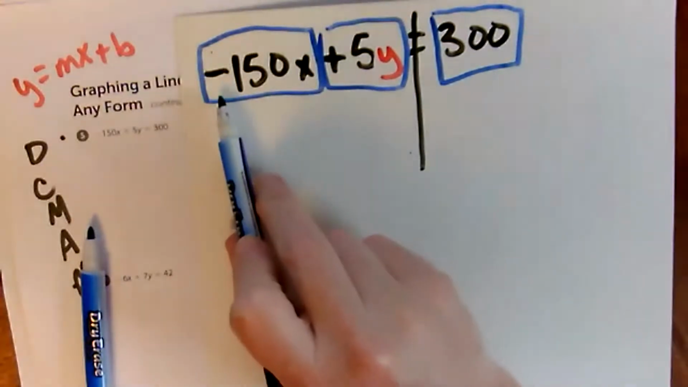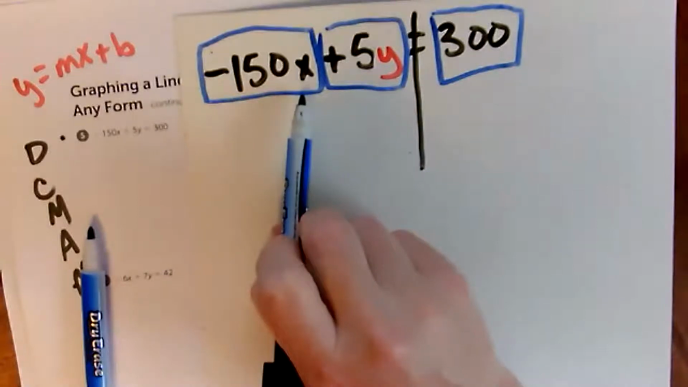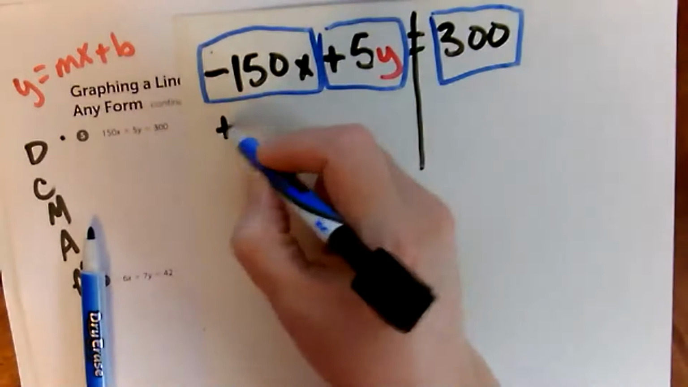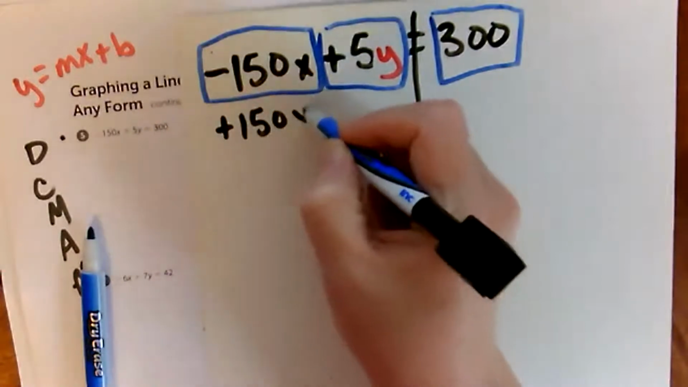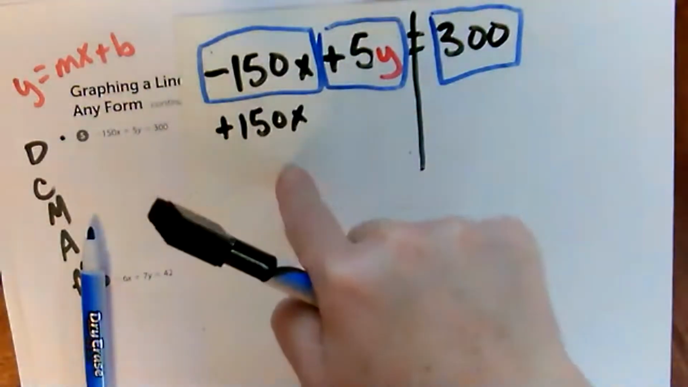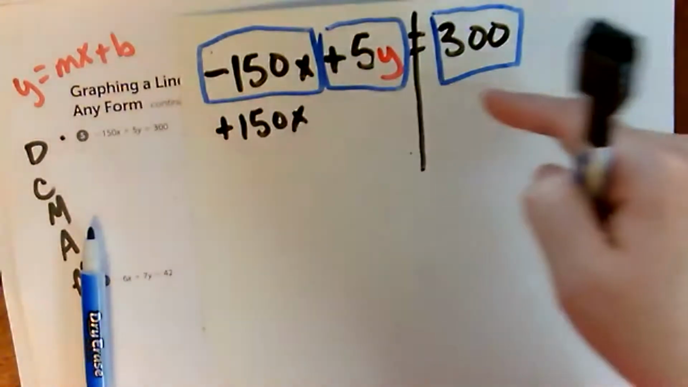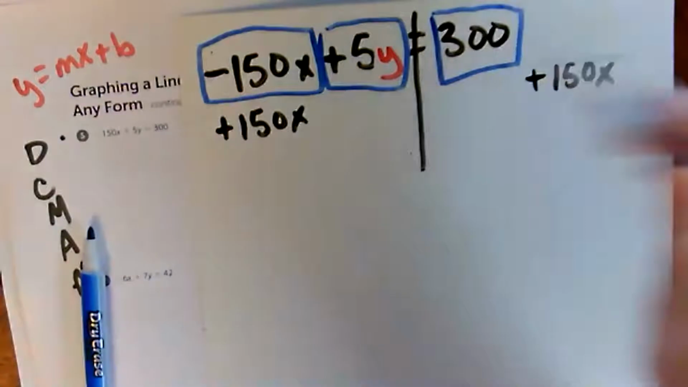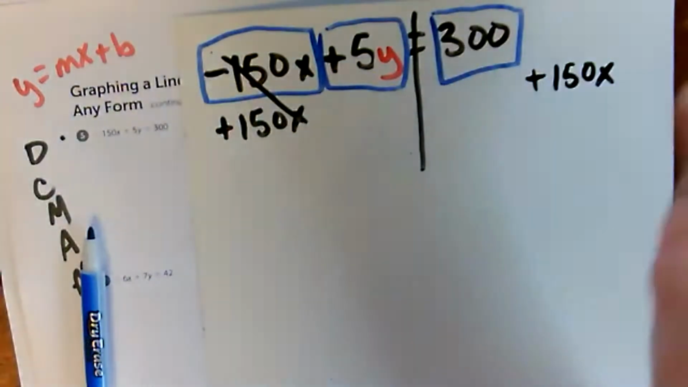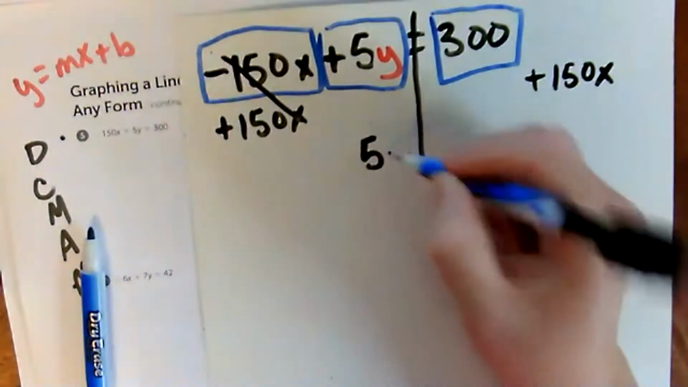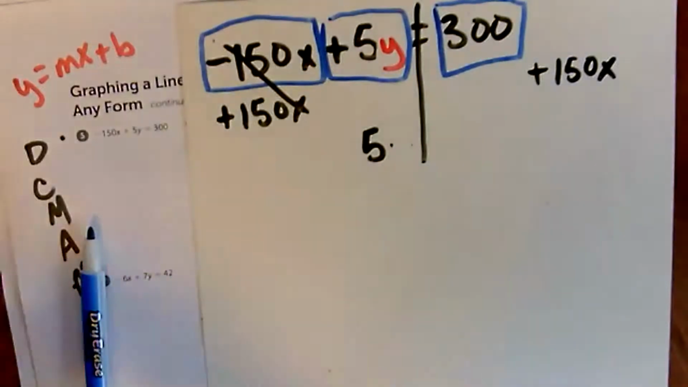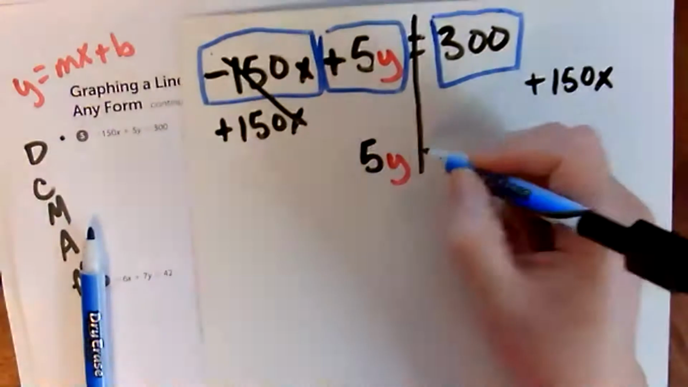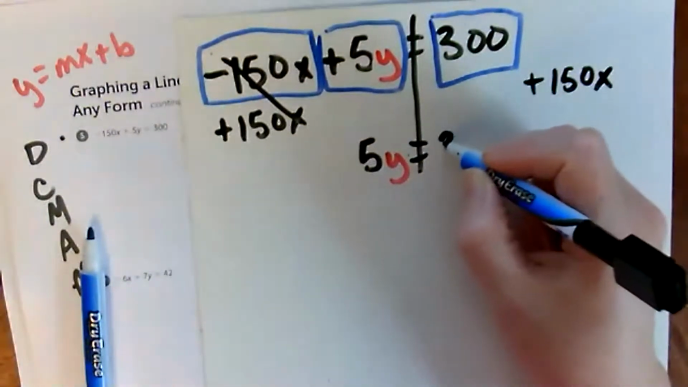So how do I undo negative 150x? You do plus 150x on both sides. What I do to one side, I have to do to the other. So that cancels, and you're left with 5y, and then you're left with 300 plus 150x.